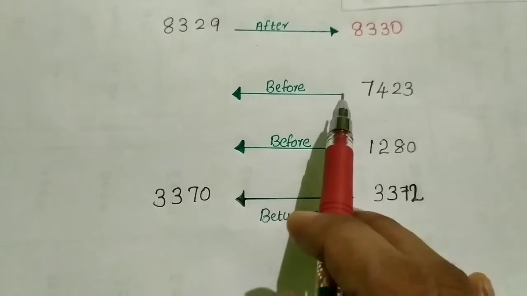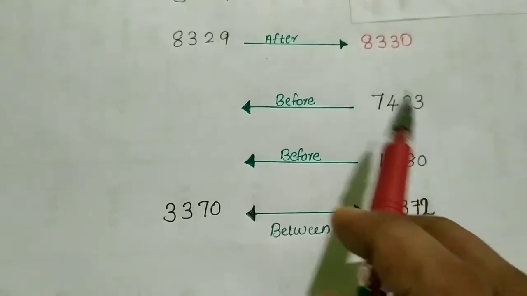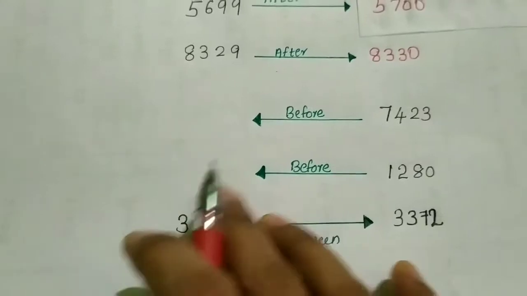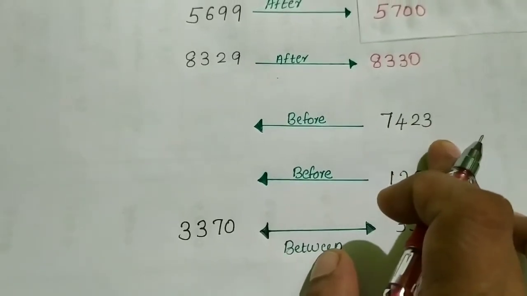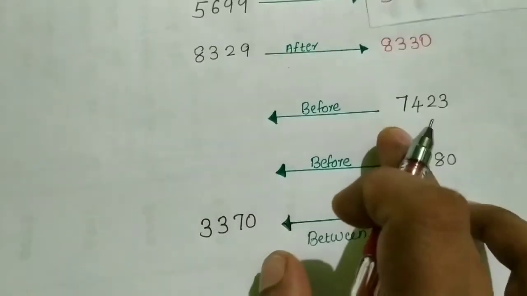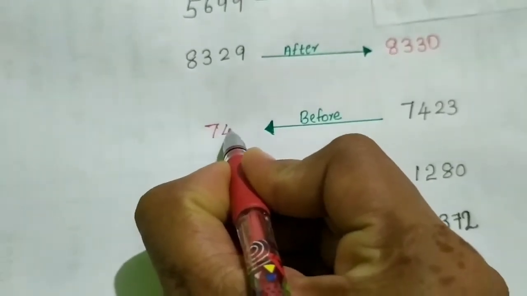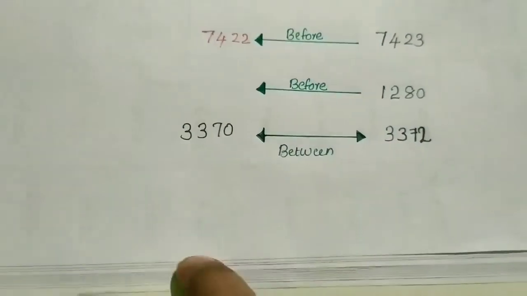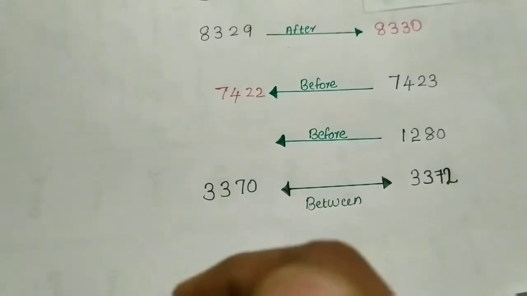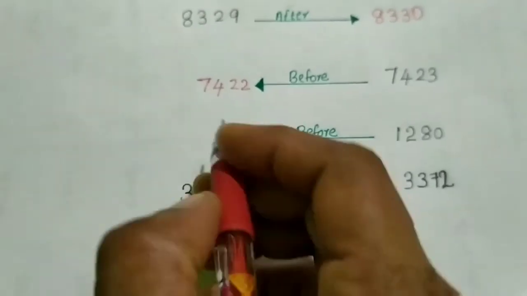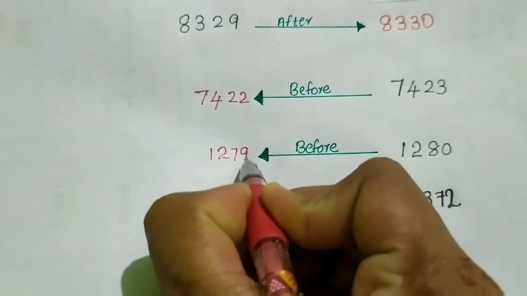Next, we want to find the before number of 7423. So, for that, we have to count backward. In other ways, we have to find the number 1 less than the number 7423. So, we will get the number 7422. Next, we want to find the before number of 1280. So count backward. We will get the number 1279.